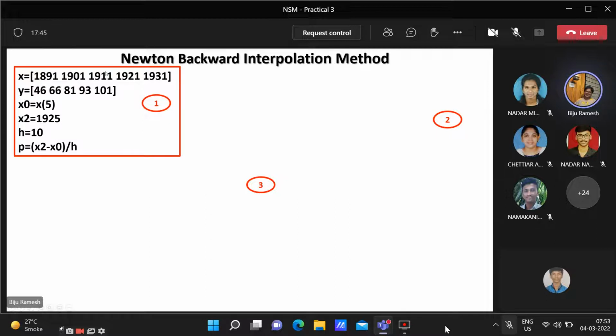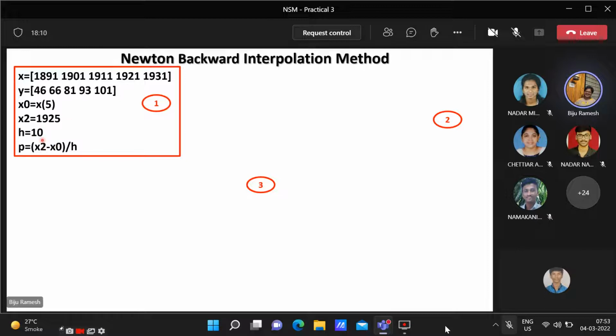So this 1931, if this is stored in an array, X is an array. So x of 1, x of 2, x of 3, x of 4, x of 5. So 1931 is in x of 5. So you are going to use x of 5, which holds 1931. That is why x0 is stored as x of 5. And x2 is the value that you're going to find out.